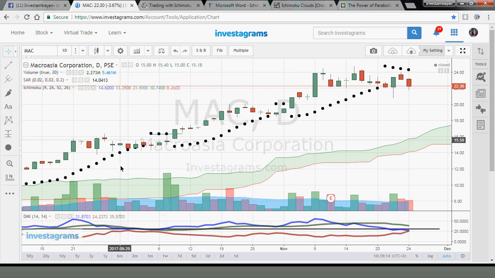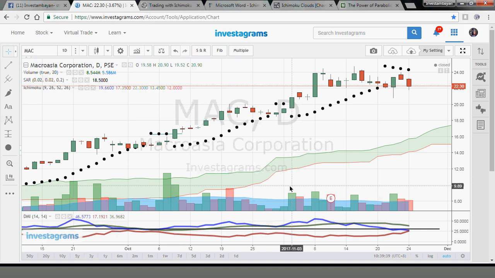Kasi pwede mo naman ma-check yan. Ang gagawin ko, pwede ka bumili basta yung DMI, it's really an uptrend here. Nakikita mo dito, kahit nasa baba siya ng cloud, it's really an uptrend here. And nakikita mo tong first parabolic na sa below the price. Then, yeah, you can start test buy or just bounce play, something like that.